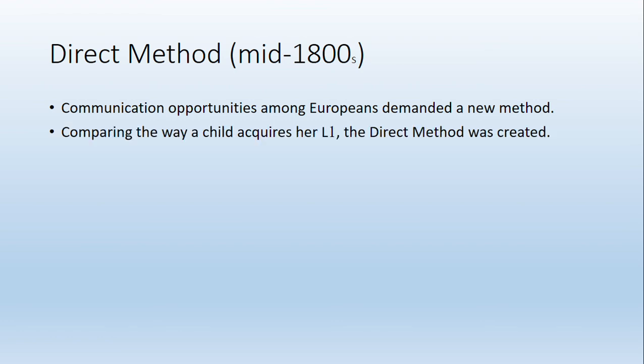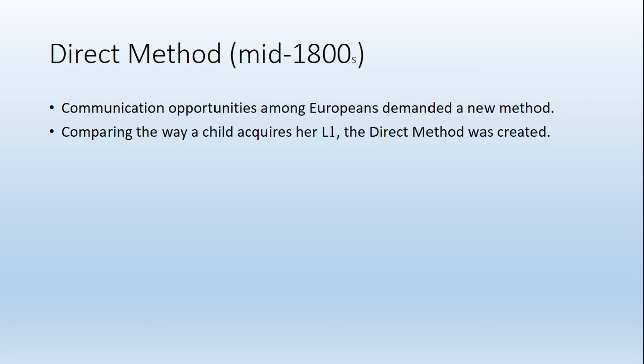And then scholars started to compare the way a child acquires her first language, and then the direct method was created. Something like this. If the child acquires a language by being exposed to this language and only by being exposed to the language all the time, and then what else? By not writing at first. So these are techniques or methods used in the direct method, because as I said, it was called direct method because the difference between method and approach came much later in the 1960s.